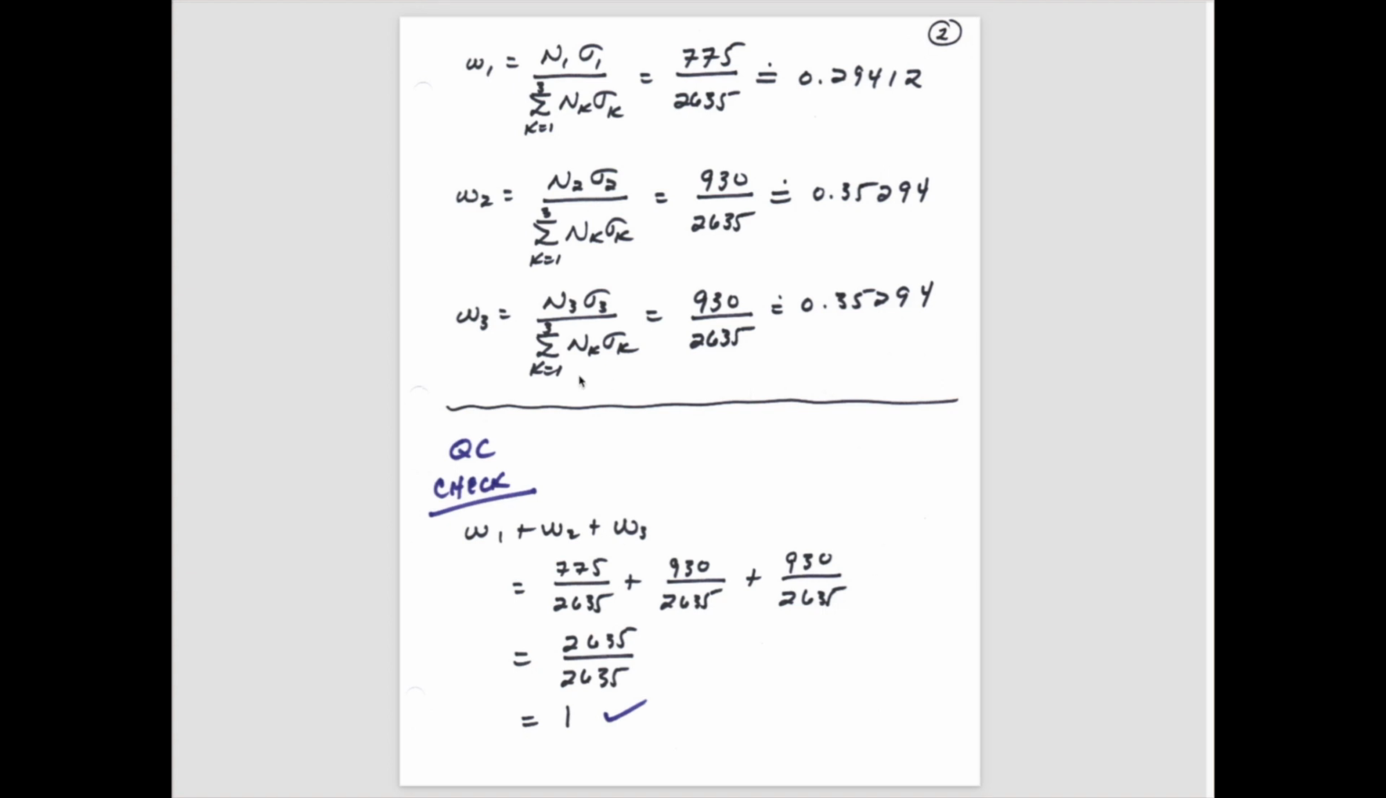Now, we can do a quick quality control check. These need to add up to 1, and if we add them up, then we see that we do get 1, and so we can be fairly sure that we've done these calculations correctly.